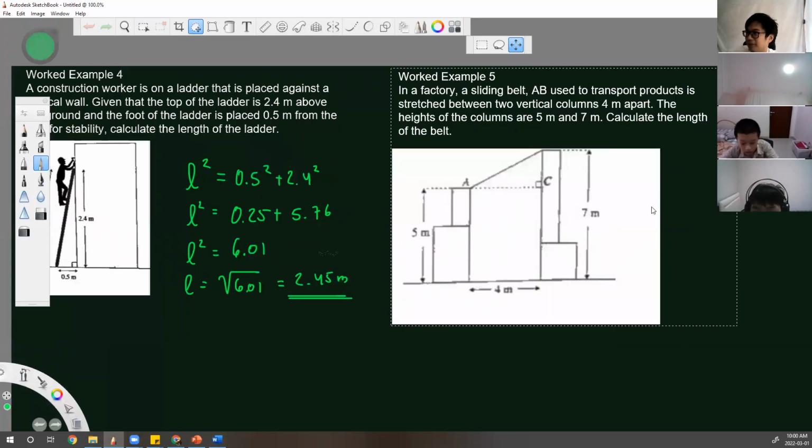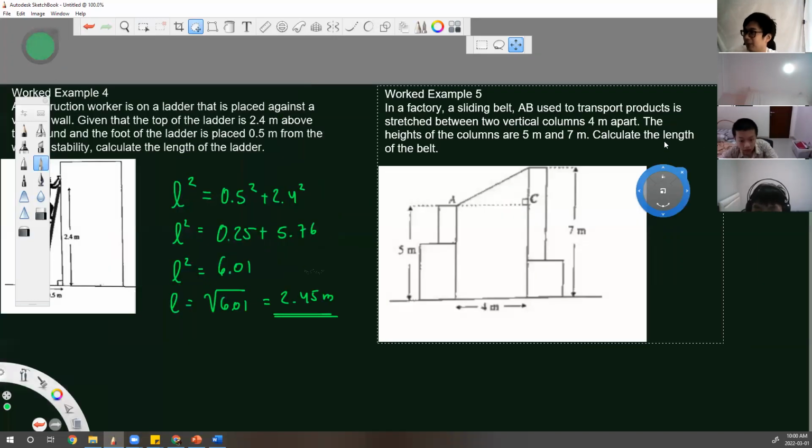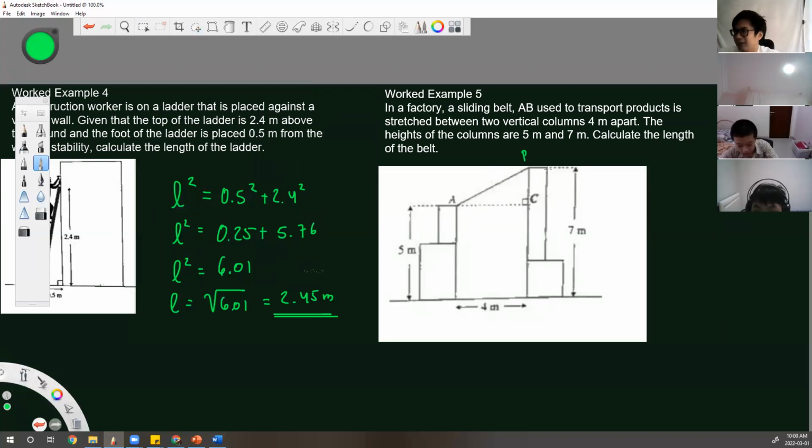Let's see example 5. In a factory, a sliding belt AB, where is the B? I don't get the B. The B is on top of it. Okay, sorry for the miscopy. AB is used to transport products.